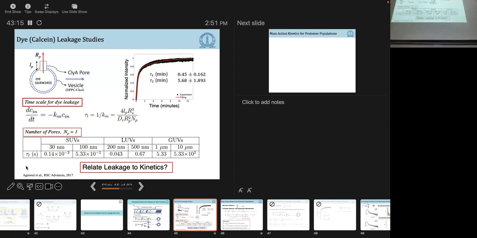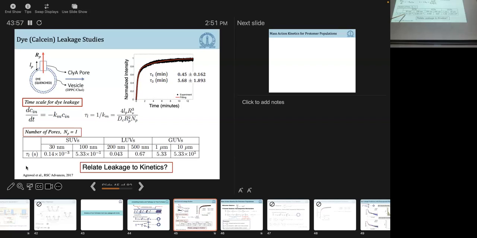A simple calculation will tell you that you can pull out a time constant just from this simple first order reaction, which you can relate to the length of the pore, the radius of the vesicle, the radius of the pore, the number of pores, and the diffusion coefficient. For a single pore, with NP equal to 1, the leakage times are on the scale of 10 to the minus 3 seconds. For slightly larger vesicles, it's on the order of 1 second. And in the case of GUVs, depending on the size of the GUV, because it goes as cubed, it ranges from 5 to 10 to the power 3, right?